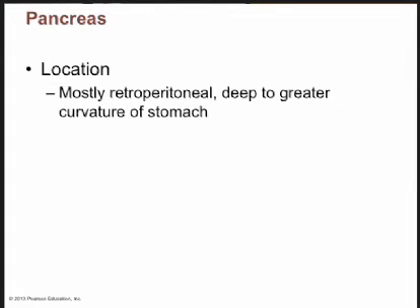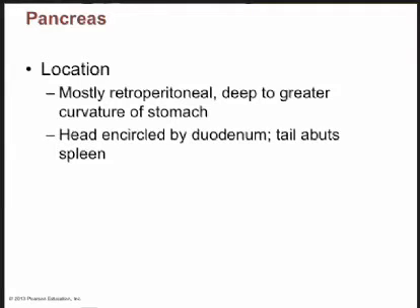Now, it is retroperitoneal and it's deep to the greater curvature of the stomach. It lies right underneath the diaphragm and behind the peritoneal membrane. On its lateral aspect, on its left side, you're going to find the spleen, and on the head of the pancreas, you're going to find the duodenum, which curls around the head. And then the stomach is going to be right in front of it, so that gives you an idea about where this organ is located. So the head is encircled by the duodenum, the tail abuts the spleen.